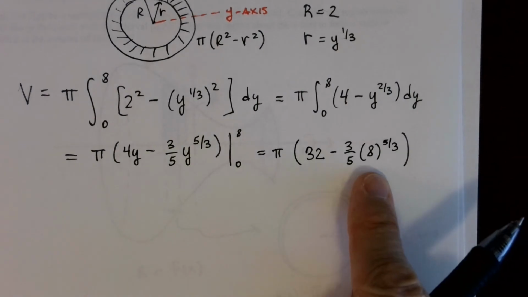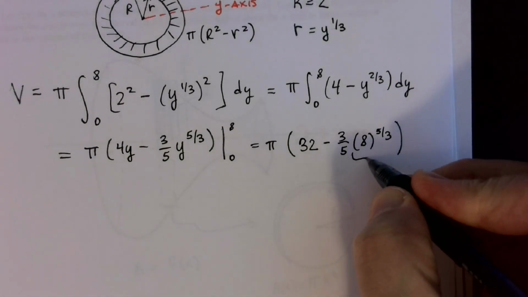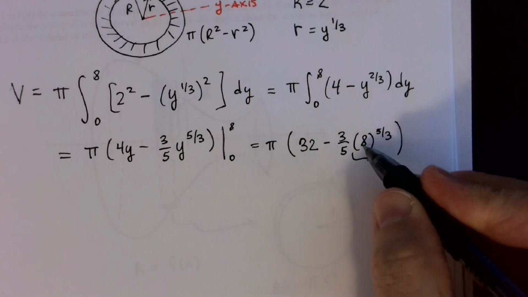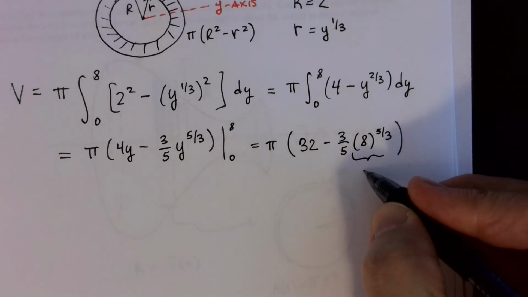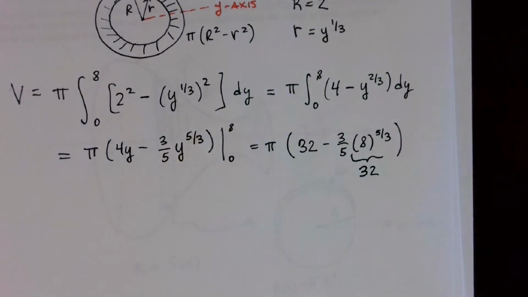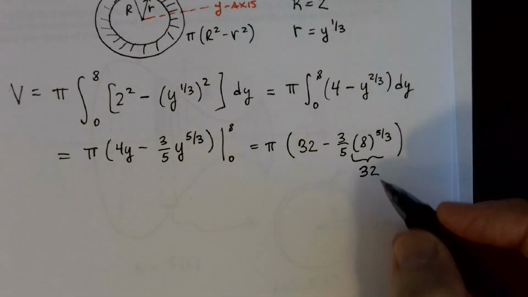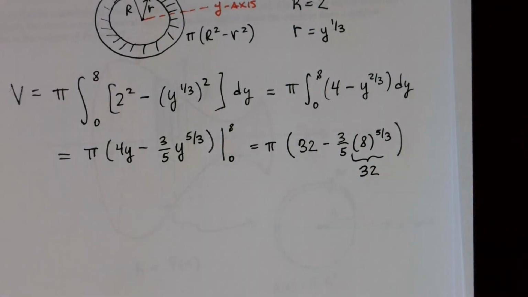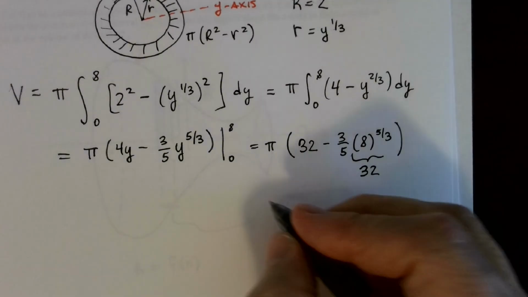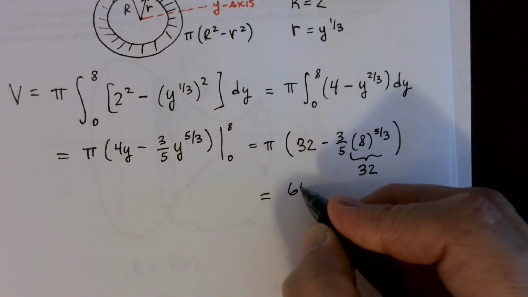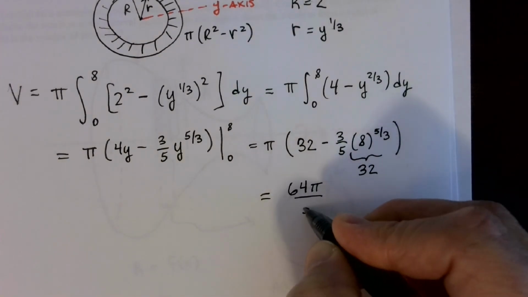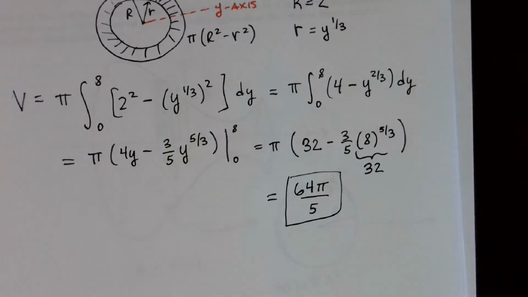So what's 8 to the 5/3 power? That's the cube root of 8, which is 2, to the 5th power. 2 to the 5th power is 32. And so I get 32 minus 3 times 32 over 5, 96/5. 32 minus 96/5 turns out to be 64/5 if you do the arithmetic there. So I get 64 pi over 5. Okay.